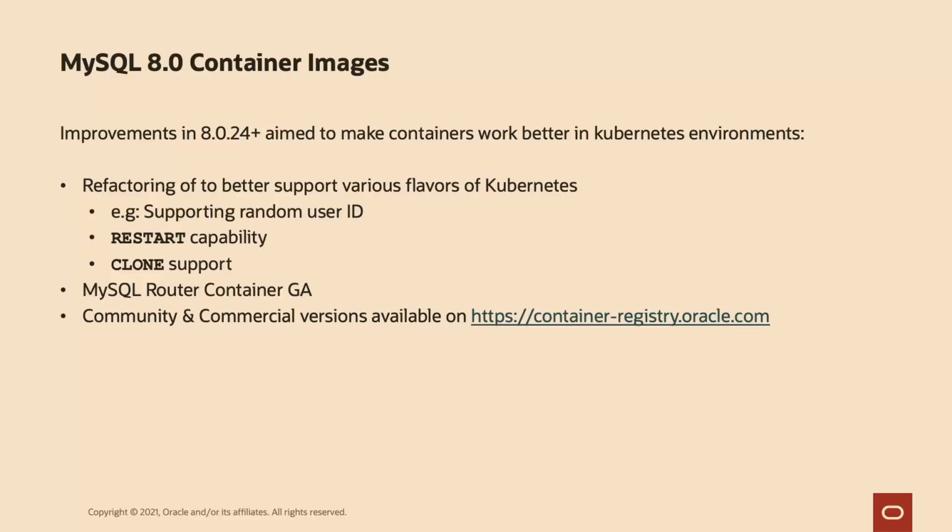Other work we've done for this is that we had to update our container images. We had some for a while, but we had to make changes for it to work better in a wide range of Kubernetes flavors or deployments, like supporting random user IDs. Some, like OpenShift, require random user IDs, while here we have that.